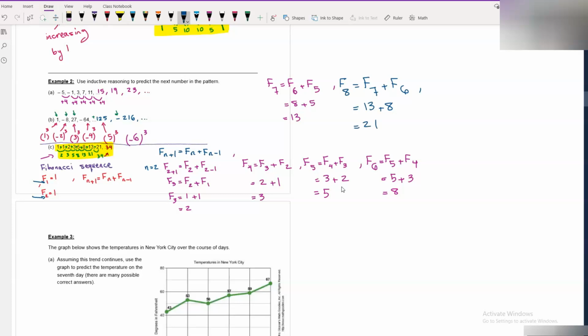In this case, the next number in the line that was asking to find is F9. Is a 1, 2, 3, 4, 5, 6, 7, 8. So this one is F9. So in that case, you only need to write 21 plus 13 is equal to 34.